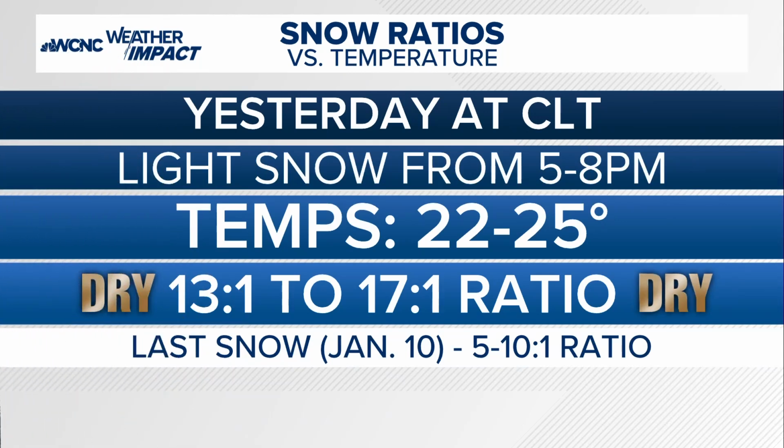So what about yesterday? Yesterday, it snowed for about 3 hours here at Charlotte Douglas with temperatures about 22 to 25. So using our key that we just showed and also doing some math, it was about a 13 to 17 to 1 ratio. That means if we had an inch of moisture, we would have been talking about over a foot of that type of snow. Great to shovel, not great to drive in.